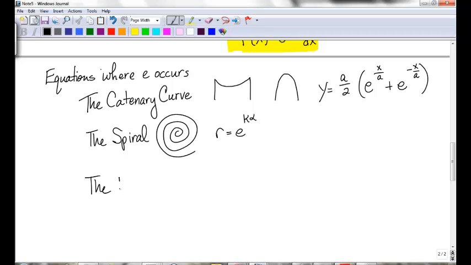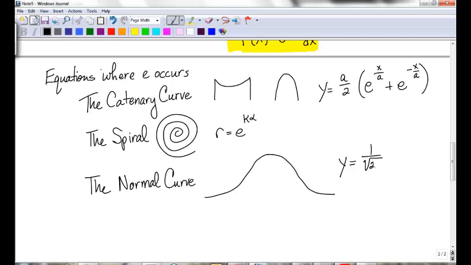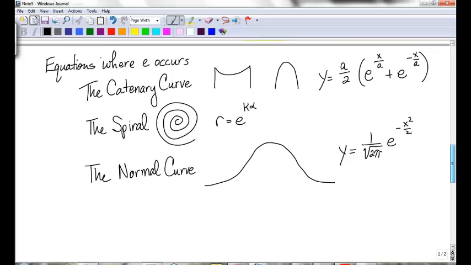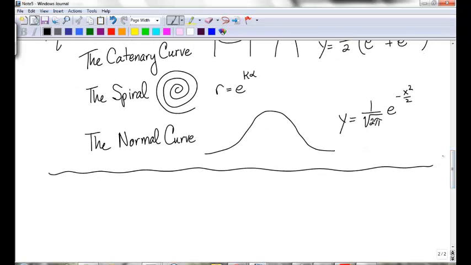Another one might be the normal curve. Some of you may not experience these in math. You might see them in your science classes. The normal curve's like your bell curve. Remember that in statistics? That's like y equals 1 over the square root of 2 pi times e to the negative x squared over 2 power. So if you just look up the natural logarithm function, you can find others.